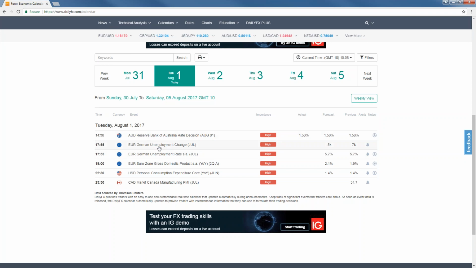Tonight we've got European German unemployment change and also Eurozone gross domestic product year on year for the second quarter annualized. So we had a previous reading. Probably the market's going to be paying attention more to the 7 o'clock announcement here on the European market. We had a previous announcement of 1.9%, forecasted as 2.1. So anything meeting that figure or exceeding expectations would obviously be bullish for the euro.